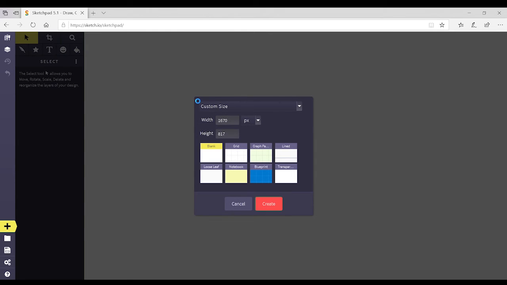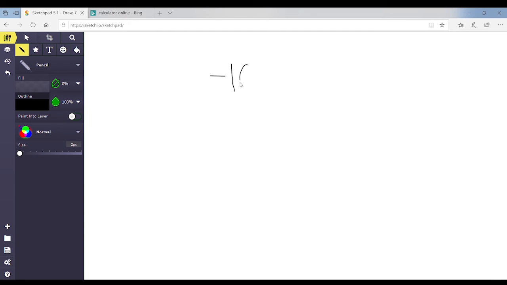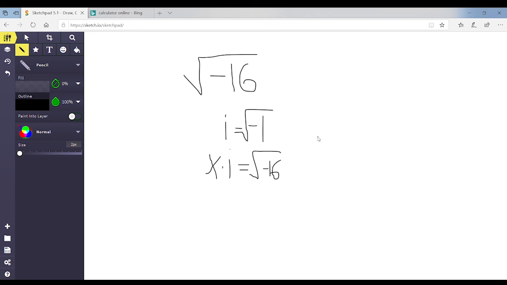Okay, so let's try another example. Let's say negative 16 is being square rooted. What times what is a negative? Well, that's where your unreal numbers come in. It's used by i, and i is equal to the square root of negative 1. So if i is equal to the square root of negative 1, then some amount of i is going to be equal to the square root of negative 16.